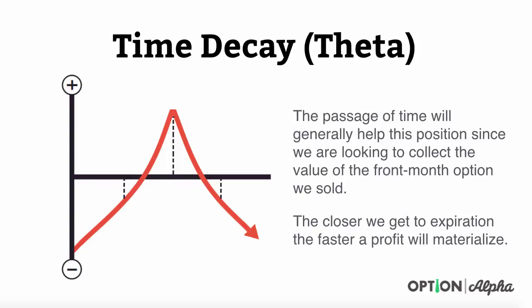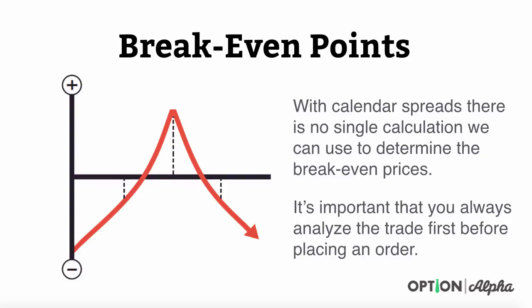As far as time decay is concerned, the passage of time will generally help this position. Again, since we're looking to collect the value of the front month option, the closer we get to expiration, the faster a profit will materialize, and the quicker that we're going to see this profit loss diagram actually start to mold and shape. As far as break-even points, they're a little bit harder to calculate with calendars because there's no single way to determine them.